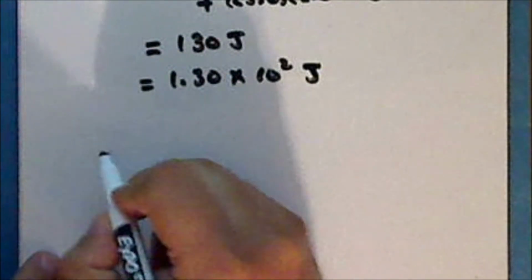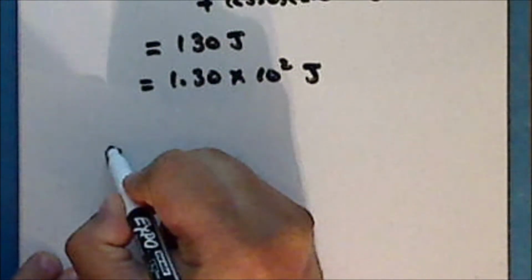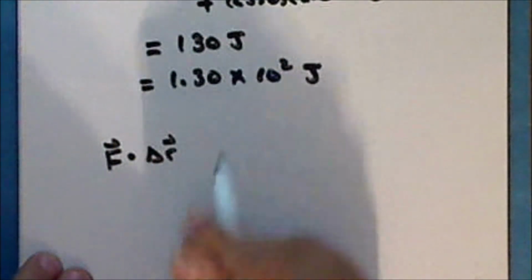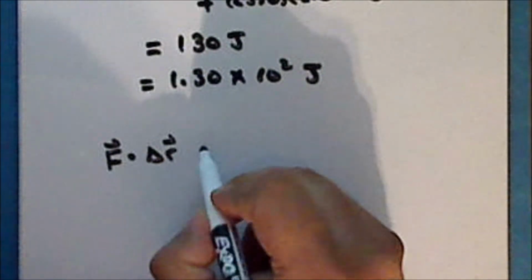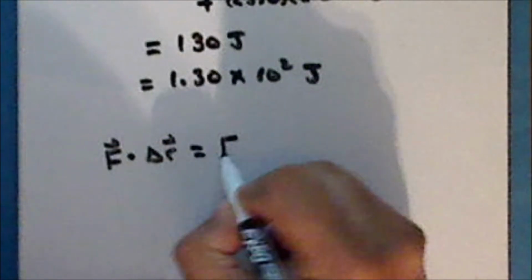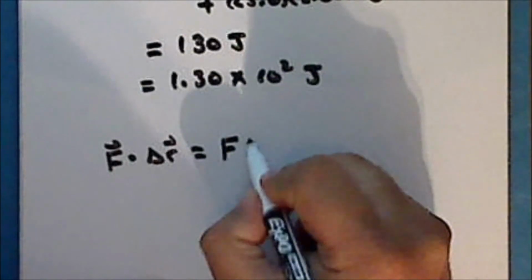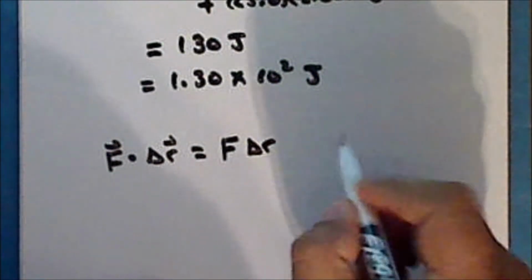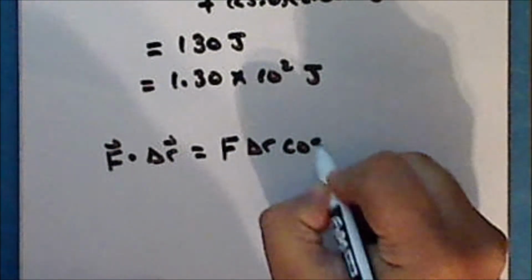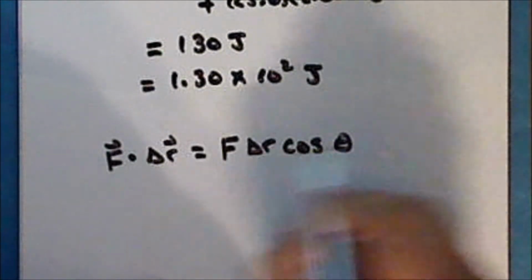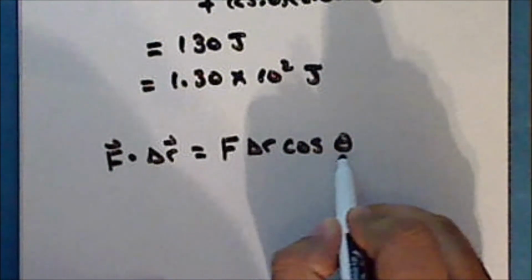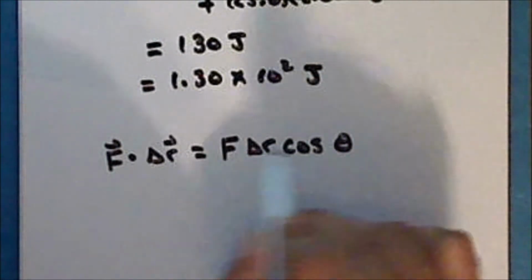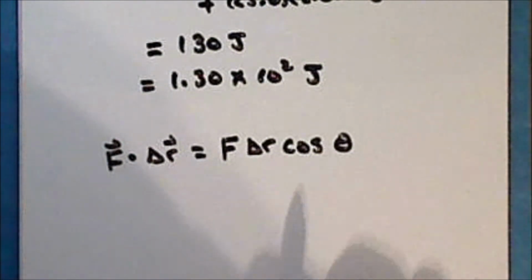Now we can use the equation that the dot product of the force and the displacement of the point of application of the force is equal to the magnitude F of the force times the displacement delta R times the cosine of the angle theta between the force and displacement vectors to solve for the angle theta between the force and displacement vectors.